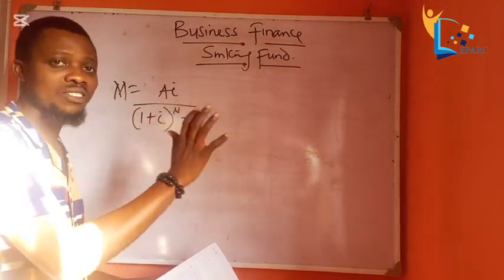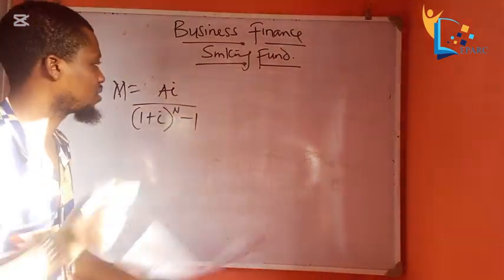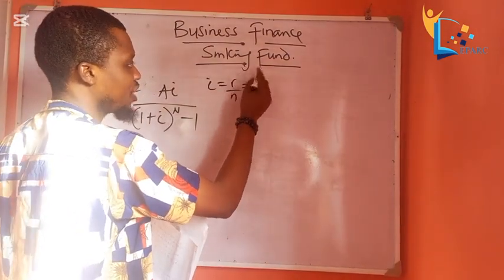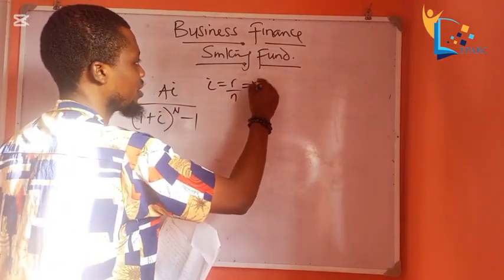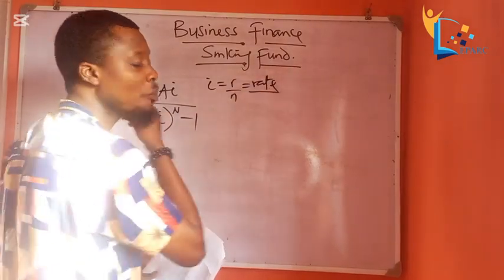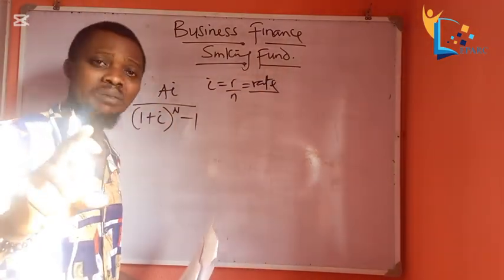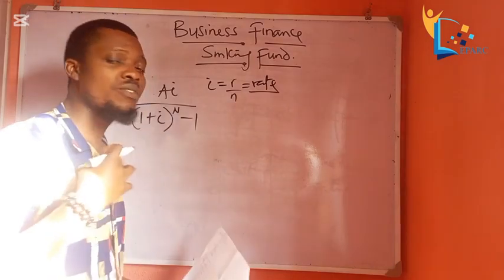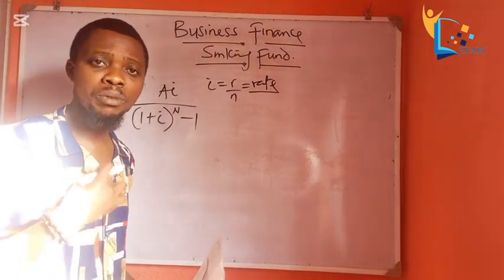Then I here is equal to R over N. R here is the rate, while N here is the number of times in a year. Listen now, number of times in a year. If I say biannually, what do I mean? Twice in a year.